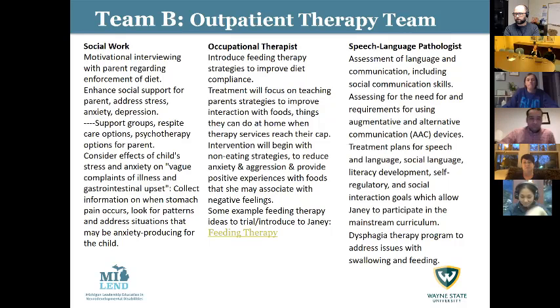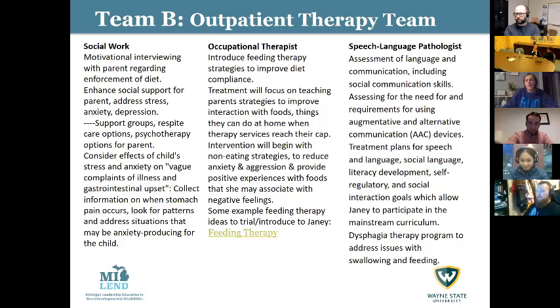Sure, that makes sense. From speech pathology? All right. My name is Michael, and I'm playing the role of speech and language pathologist. So what I would be looking at here would be conducting an assessment of language and communication skills to assess where she's at and what deficits or skills need to be built upon, including social communication skills.